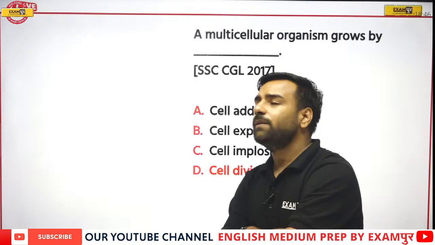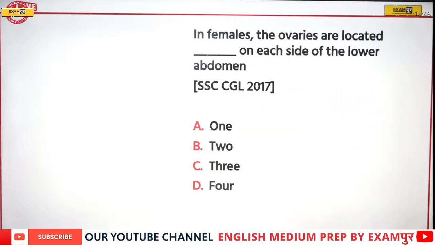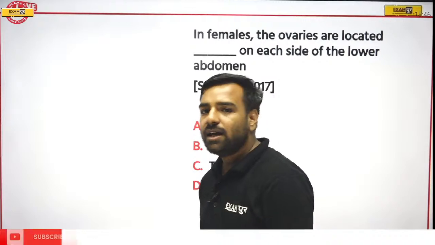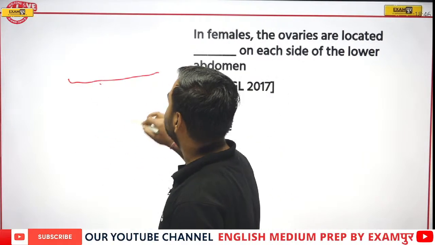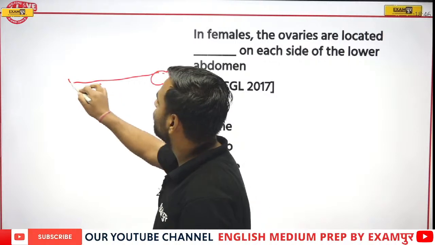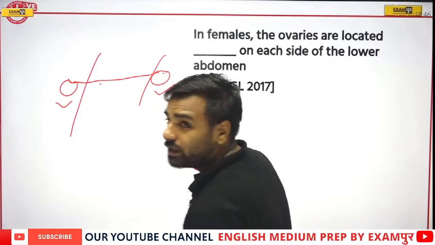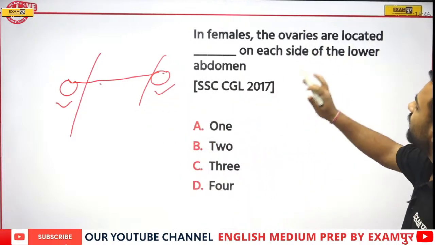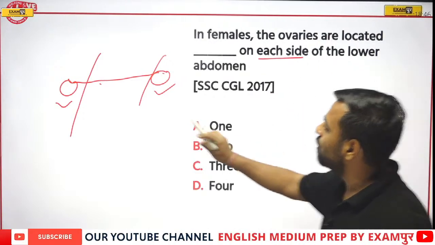Okay. So yes, we were talking about the cell division. Next, there's a question. In females, the ovaries are located dash on each side of the lower abdomen. Now this is from 2017. If I talk about the females, when we draw that inverted P-like structure, one ovary is here, one ovary is here. That means what? One on each side. So just have a look. What question has been asked? In females, the ovaries are located dash on each side of the lower abdomen.